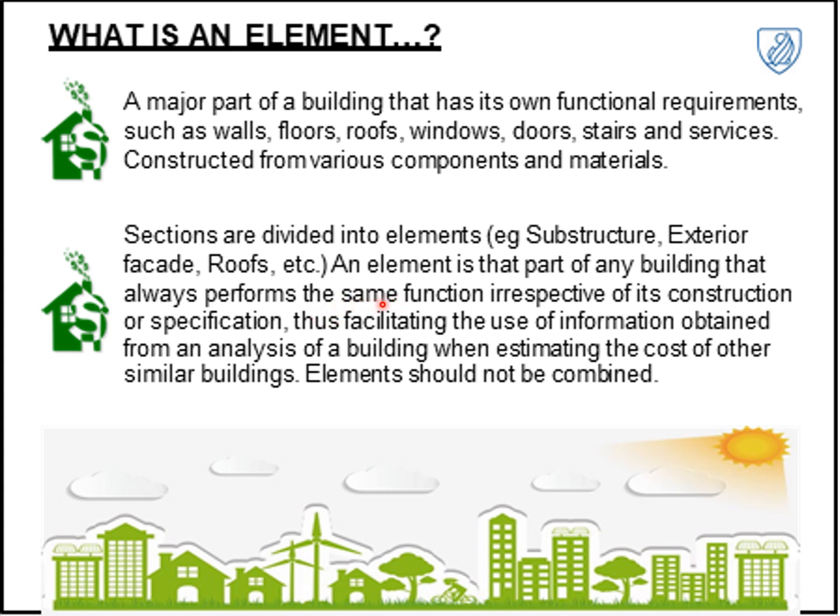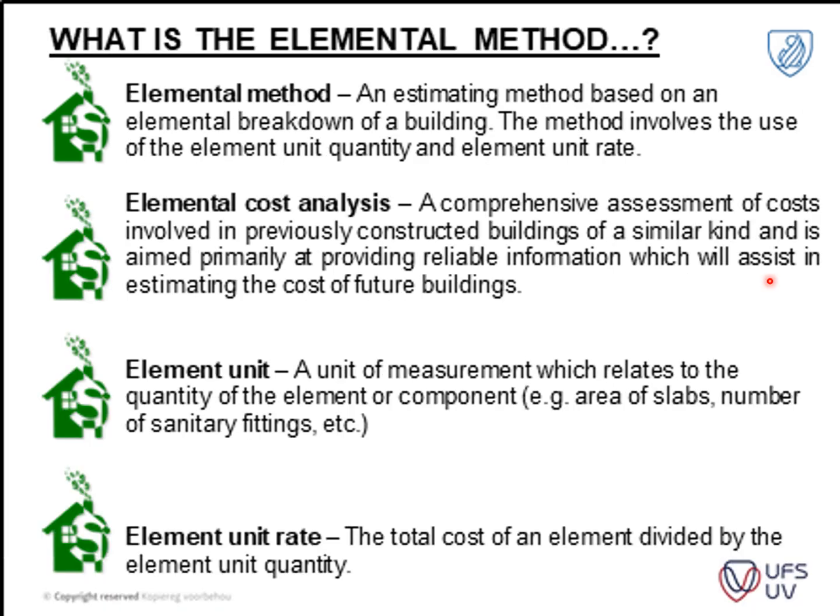So an element is part of any building that always performs the same function, irrespective of its construction or specification, thus facilitating the use of information obtained from the analysis of a building when estimating the cost of other buildings. Elements should not be combined. So very importantly, that's why we use the elemental guide as a guideline so that whoever picks up this estimate can easily see and look at where the cost is derived. So a couple of definitions that we just need to look at.